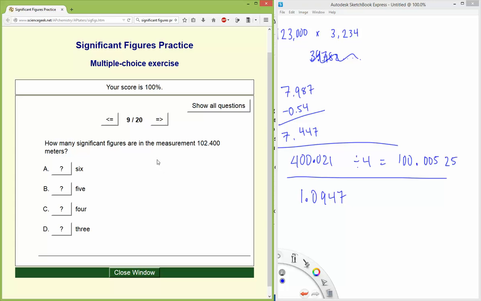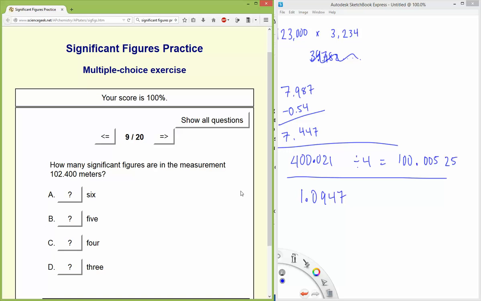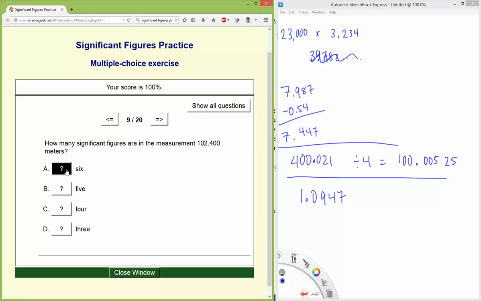Okay, what about this one? Significant figures in this one. We're in agreement at six. The zeros after... Yeah, that's a decimal point. How do I make this bigger? That's not that much better. Okay. Six.